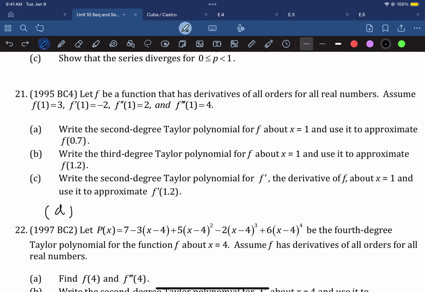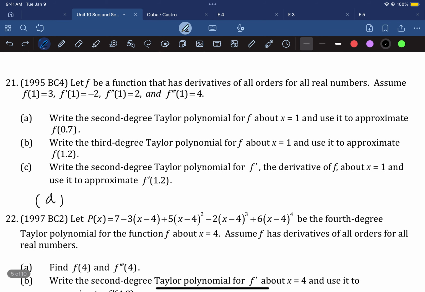Let f be a function that has derivatives of all orders for all real numbers. So that means that we can have derivatives and then we can have an nth term statement that has this infinite series, right? Also, we need to assume that f of 1 is equal to 3, f prime of 1 is equal to negative 2, f double prime of 1 is equal to 2, and then the third derivative evaluated at 1 is equal to 4.